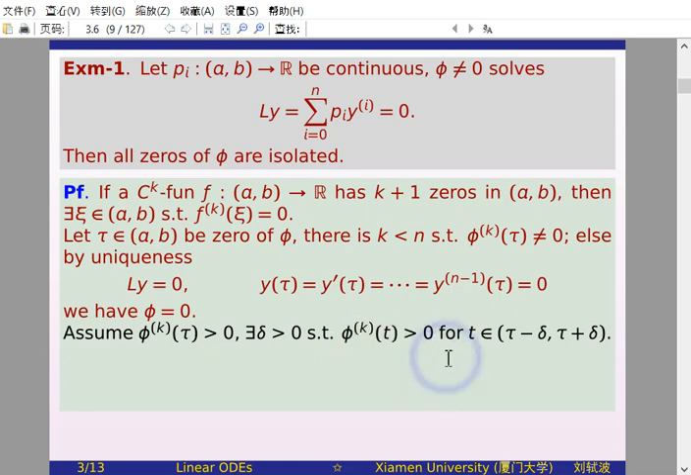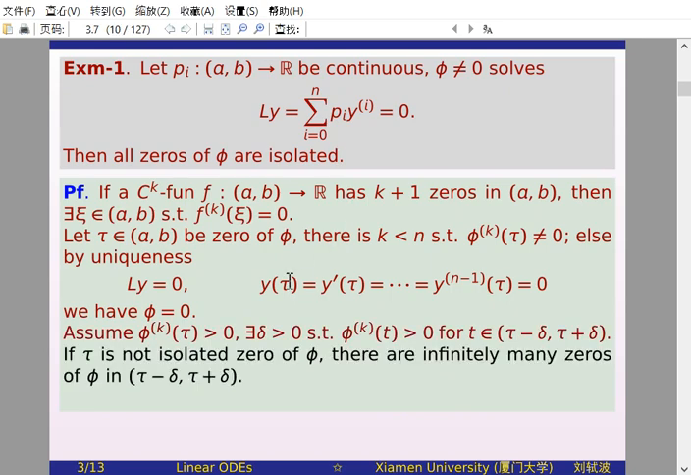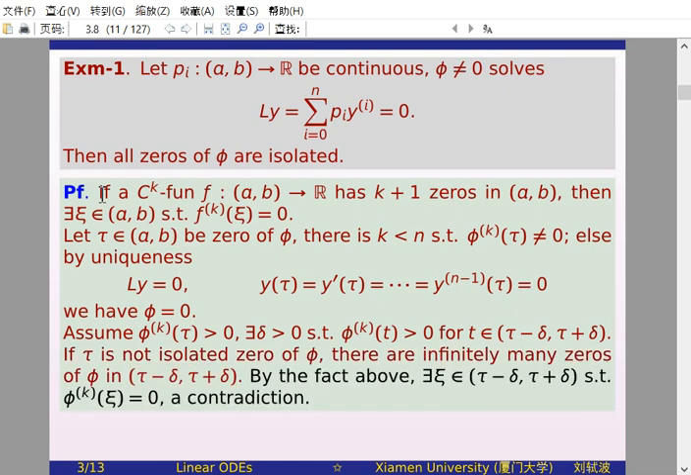Okay, so now we want to prove the zeros of phi are isolated. So we argue by contradiction. If tau is not an isolated zero of phi, then in this small neighborhood of tau, we will have infinitely many zeros of phi in this open interval. Now we can apply the calculus result we discussed at the very beginning.